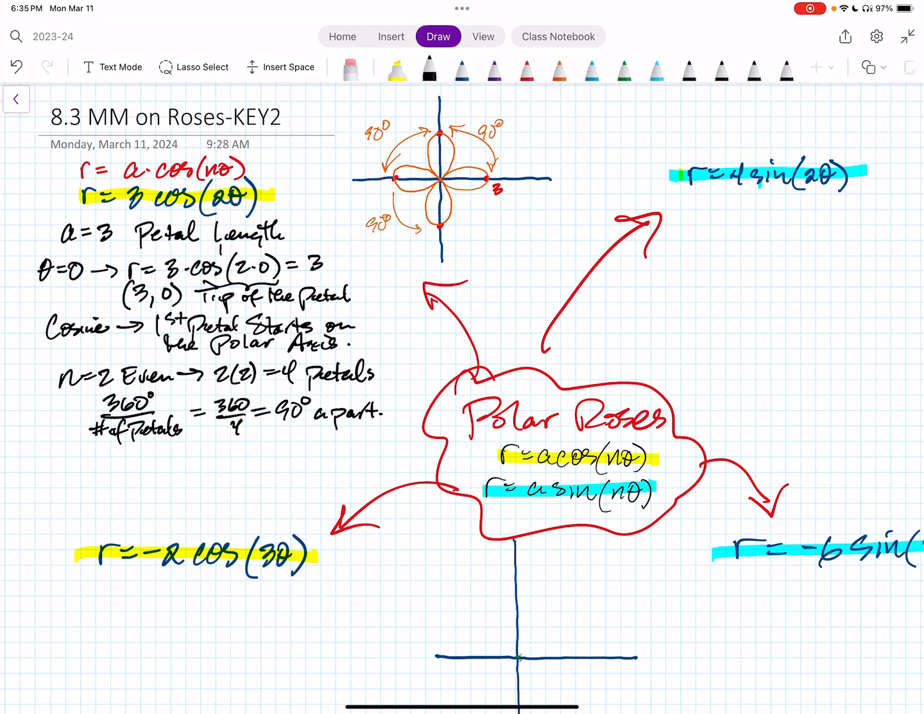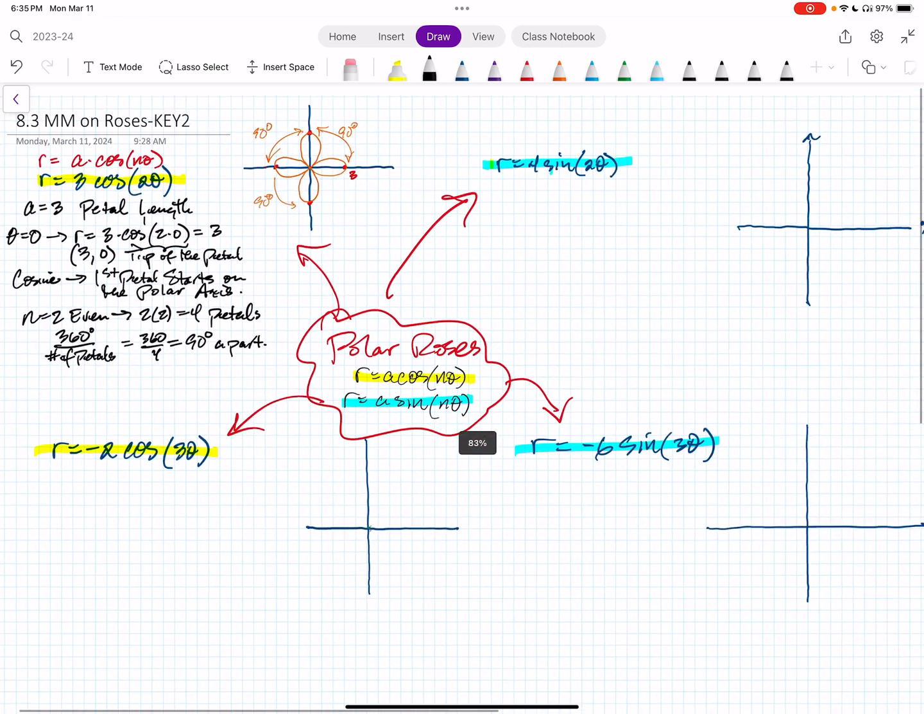So it's cosine. Okay, so we got some symmetry around the polar axis. In this case, it's got symmetry around the polar axis, it's got symmetry around the y-axis, and it's also got symmetry around the 45-degree line. So it's got a lot of symmetry on this one. Okay, and that's your first one.